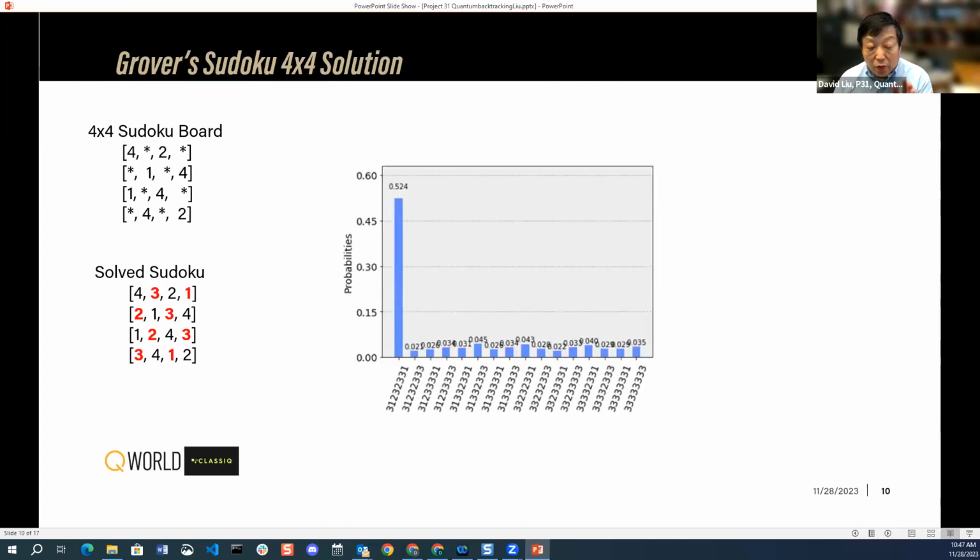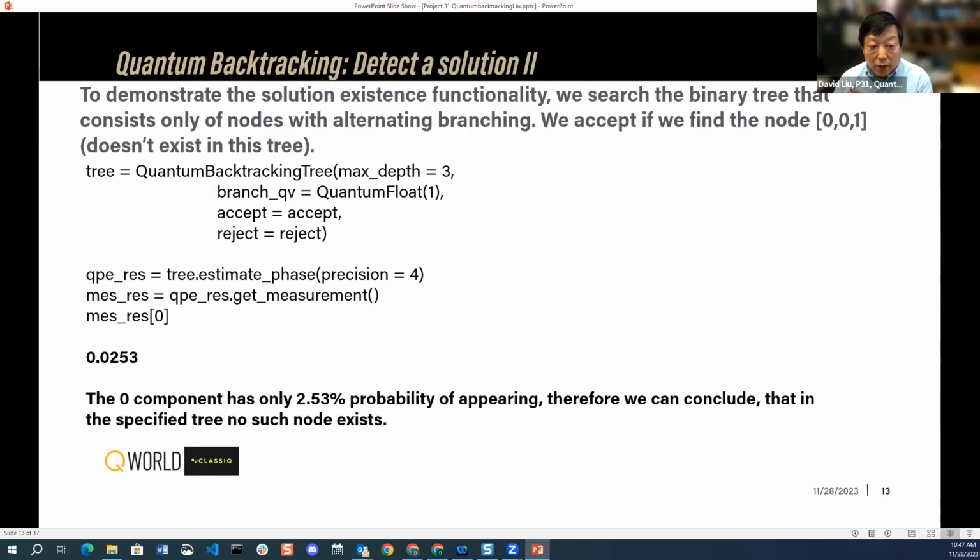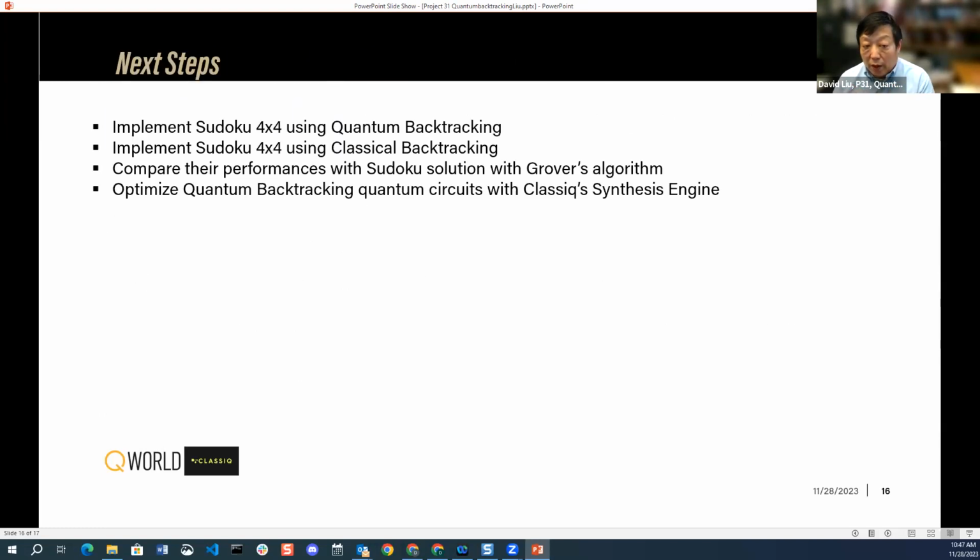Hopefully we can do 9 by 9, but for now we're going to do Grover's for 4x4, the quantum backtracking for 4x4, and also the classic backtracking for 4x4, and try to compare them. For now, it's really hard to create a quantum backtracking algorithm. Hopefully we will be able to convert that to open quantum, bring it back to the classic engine, and try to synthesize how we get better, different circuits. That's our goal here.